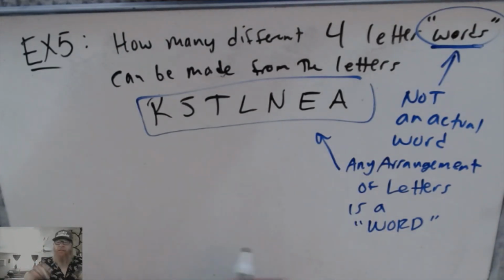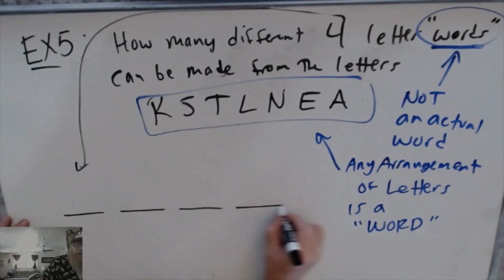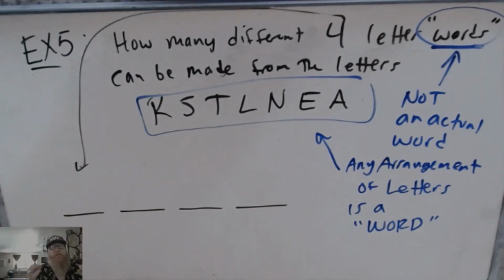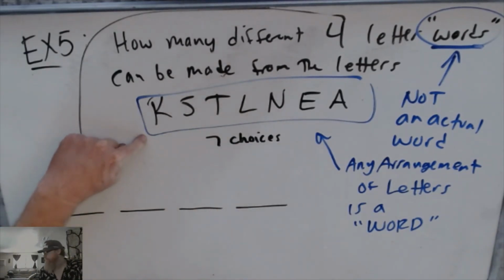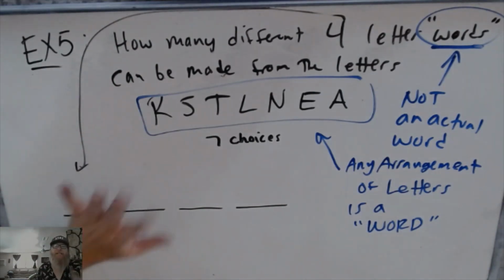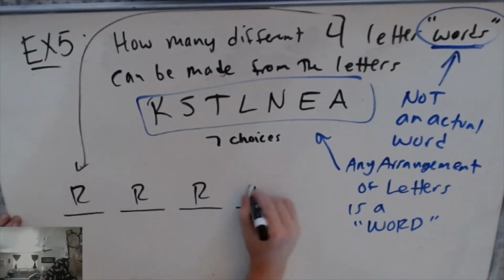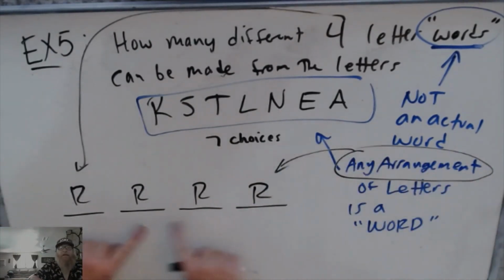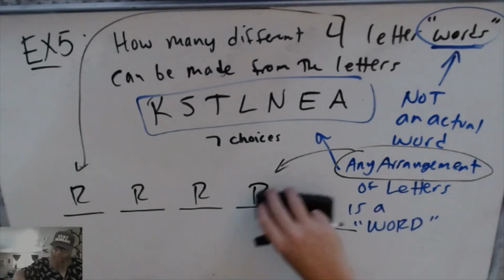Okay. So we want to make 4-letter words. So we have 4 blanks to fill out. You have 7 choices. Now, it didn't say that I can't use the same letter over and over again. So you could have R, R, R, R. That is any arrangement of a letter. So this is technically a word. So we got to read into it very carefully.